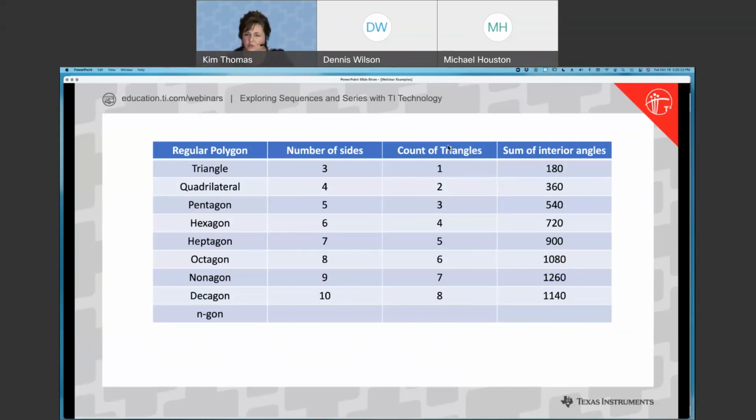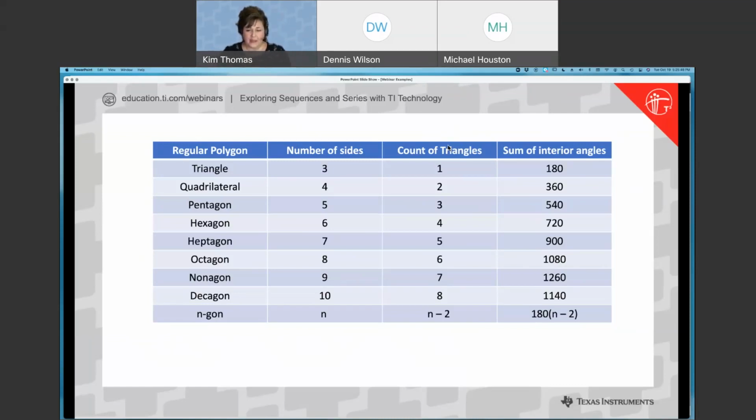So when there's 2 triangles, I had 360. When there's 3 triangles, 540. Where did that come from? And I want my students to build the fact that if I have an input of the number of sides, if I take 2 less than that, which was the number of triangles that resulted from drawing in the diagonals, I take that and I multiply it by 180. And that's the sequence that I want to plot with my students.